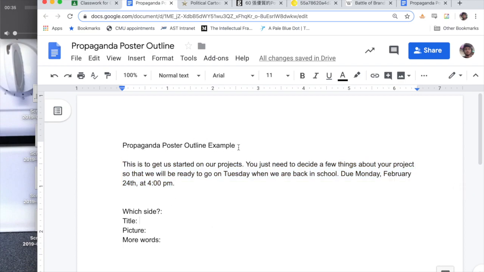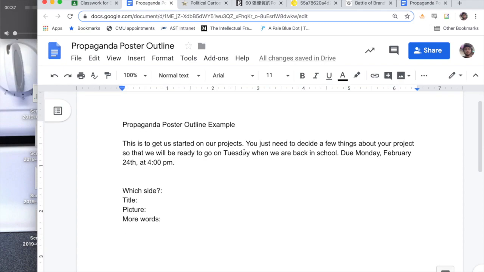Propaganda poster outline example. And you need to decide 4 things. Which side is your poster going to represent? The American colonists or the British? If you choose to do a third thing, like you want to make a poster about the Native Americans or the French who got involved in the war, that is just fine by me. However, you will have to do all your research by yourself. It will be a lot more difficult.